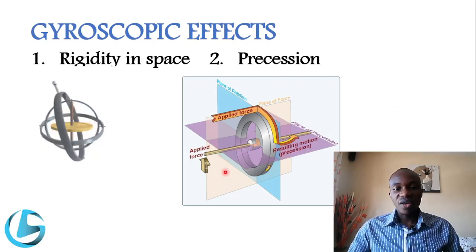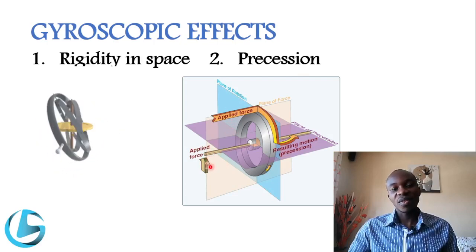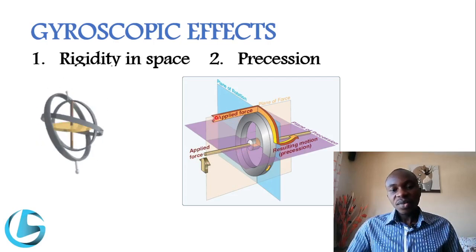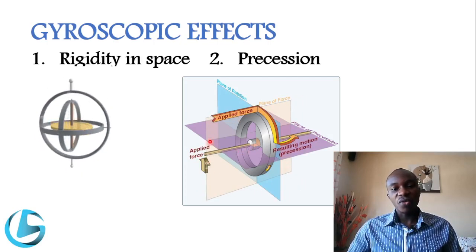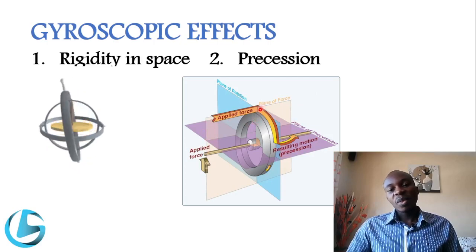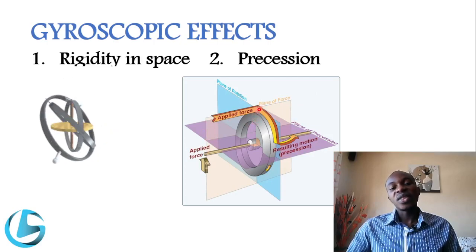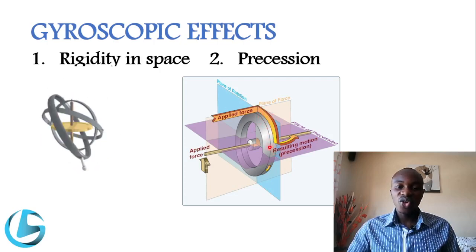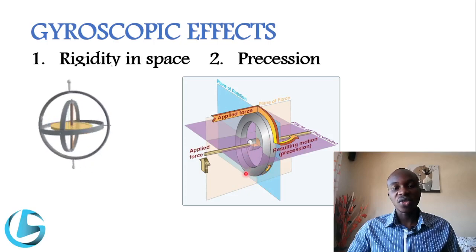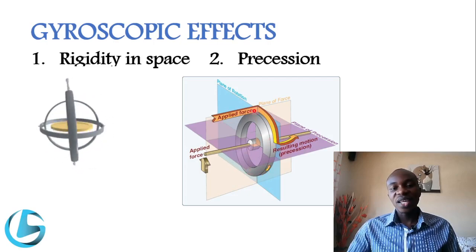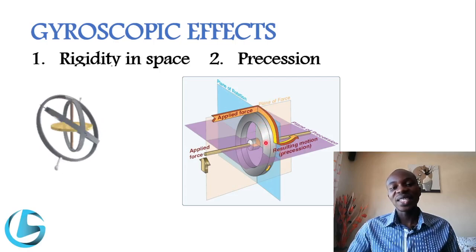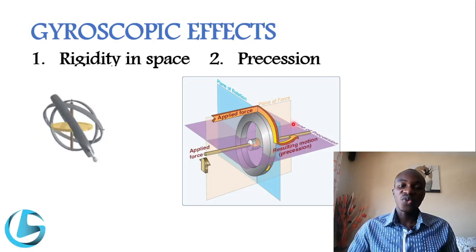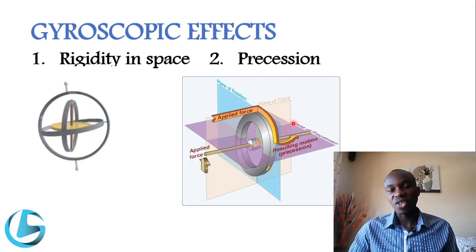So as you can see in this diagram, if a force is applied on this spin axis, and this is the plane of the force applied, this is the point of application on the gyro. The reaction will take place 90 degrees from the point of application in the direction of rotation. This arrow points the direction of rotation of the gyro. So a force is applied here and the reaction takes place 90 degrees from the point of application in the direction of rotation. So that is precession, which is the second characteristic of a gyro.